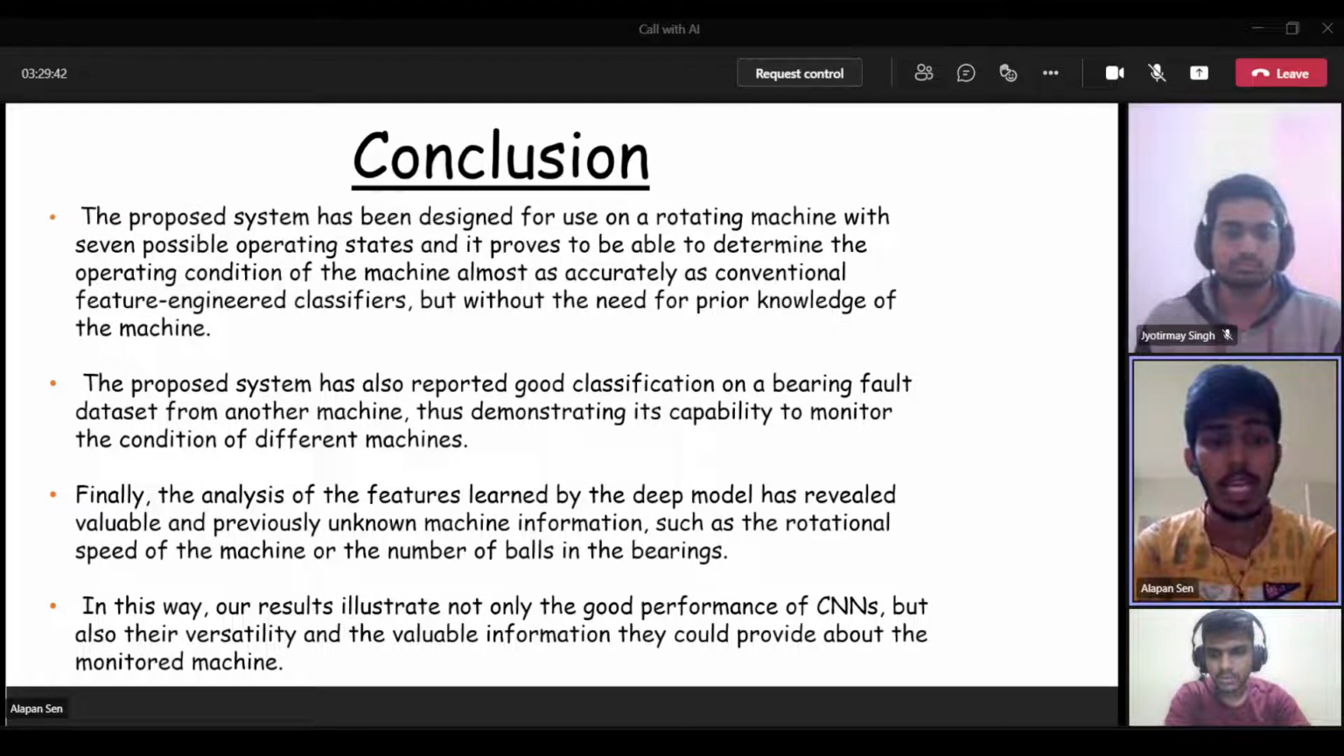Finally, the analysis of the features learned by the deep model has revealed valuable and previously unknown machine information, such as the rotational speed of the machine or the number of balls in the bearing. In this way, our results illustrate not only the good performance of CNNs, but also their versatility and the valuable information they could provide about the monitored machine.